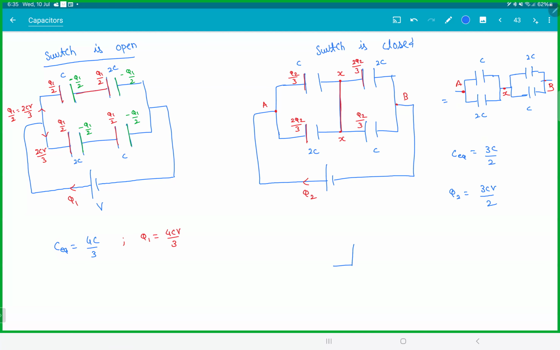I'll show that here if you want. This is C. This is 2C. If you send Q2 here, and say this charge is X and this is Q2 minus X, then X by C, the potential difference, should be equal to Q2 minus X by 2C. From here we get X equal to Q2 by 3.